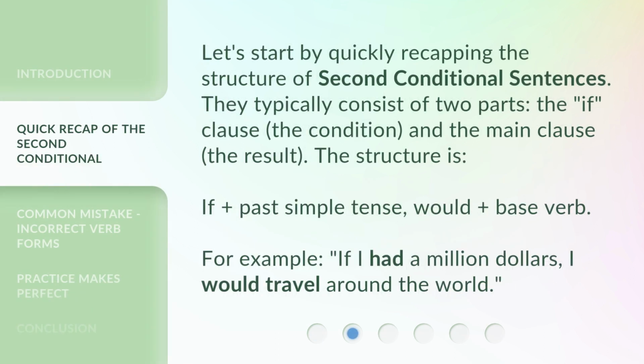Let's start by quickly recapping the structure of second conditional sentences. They typically consist of two parts: the if clause, the condition, and the main clause, the result. The structure is if plus past simple tense, would plus base verb. For example, if I had $1 million, I would travel around the world.